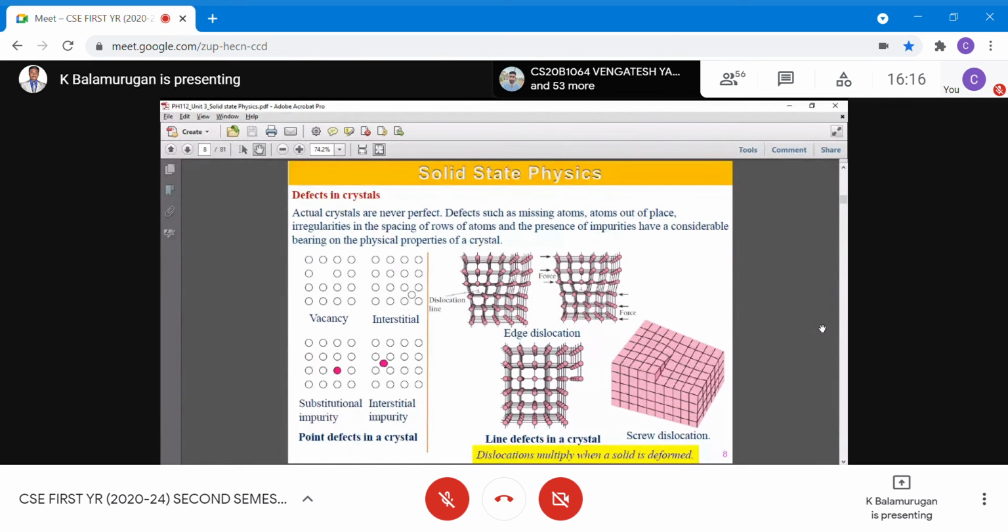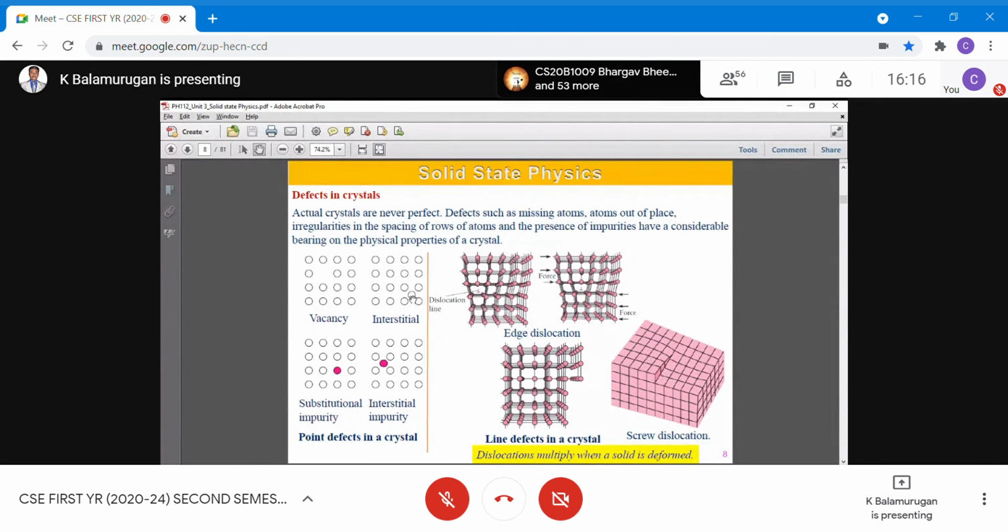For example, if you assume this is a periodic arrangement of atoms, there is a perfect arrangement with the atoms at equal distance. It is shown in 2 dimensions. But there is one atom missing here. That's called a vacancy. It is one of the point defects, a missing atom. In the next case, one additional atom exists between 4 atoms. It is not supposed to be there, but there exists one more atom. It is called an interstitial atom. This is also a point defect.